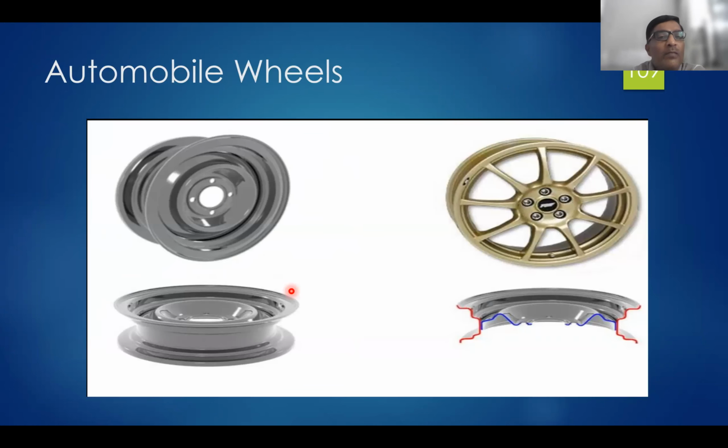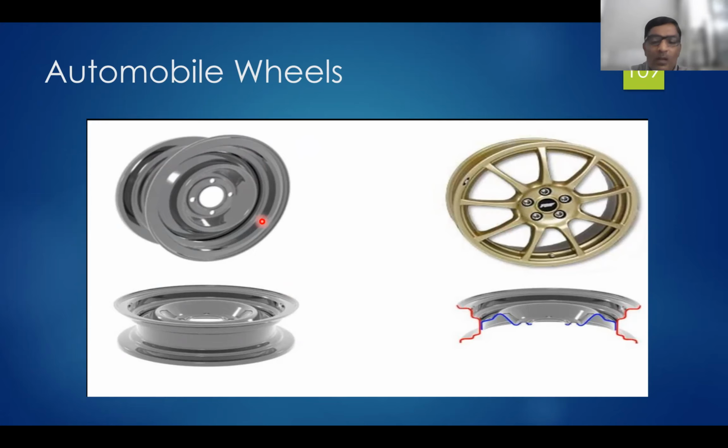Okay, then next one, that is the automobile wheel. So the automobile wheel is an assembly of tire and the rim. We can say this is a rim or the disc. So this is an alloy wheel. Generally, a wheel is an assembly of rim or disc along with the tire. That is nothing but the complete wheel.